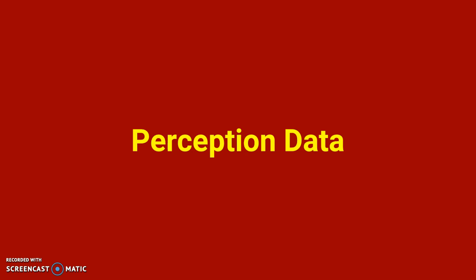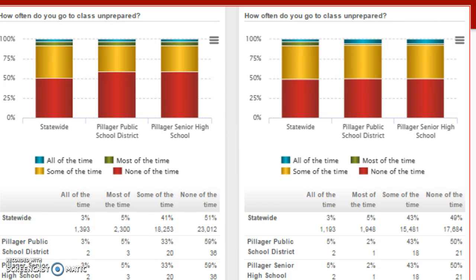Now, perception data. Just some snippets that I thought were important. How often do students come to class unprepared? Specifically at the high school level, it is 8%, which doesn't sound like much, but it's still too high.